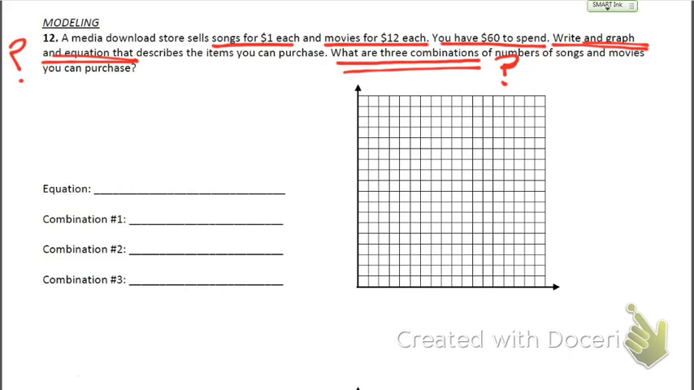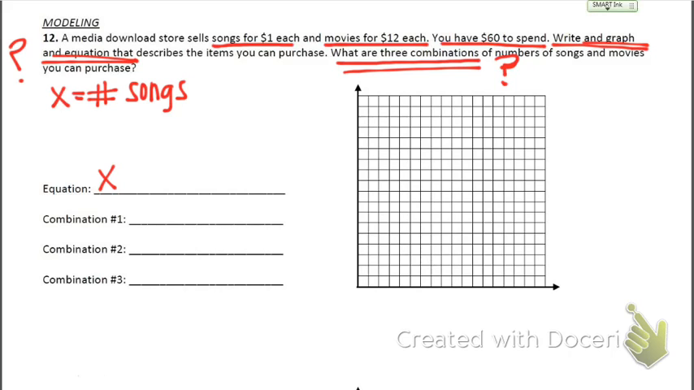If a song costs $1 each, what would we multiply the number of songs by to get the total cost? Well, X, or you guys want to use X and Y? Or I was going to use S and M. We can use X and Y. So if X is the number of songs, the variable that represents the total cost of songs is just X, because they're only $1 each, right?